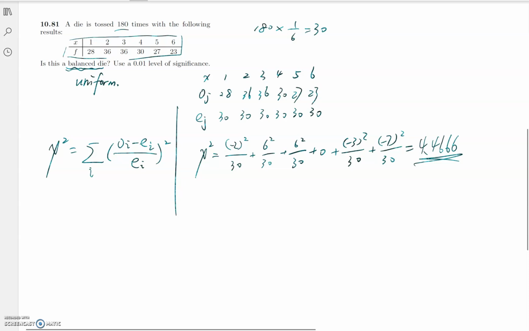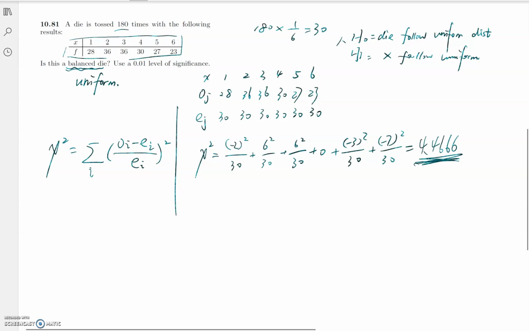And what we need to do is compare this value with the two sides, because our hypothesis is that this die follows a uniform distribution, and the alternative is that it doesn't follow a uniform distribution. Okay, so it's a two-sided problem.